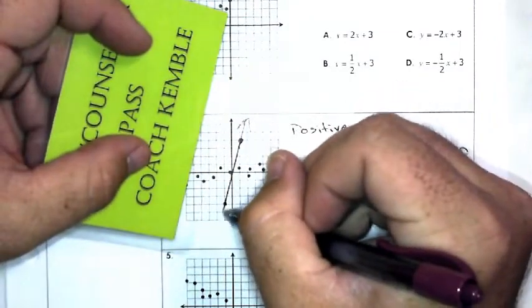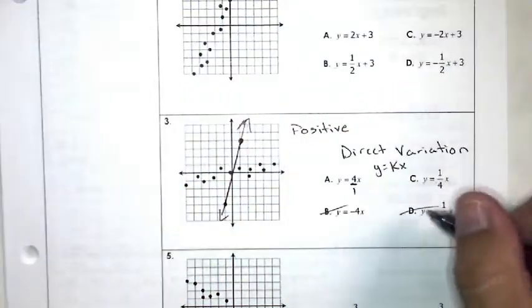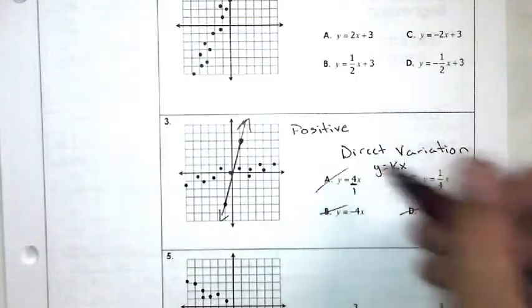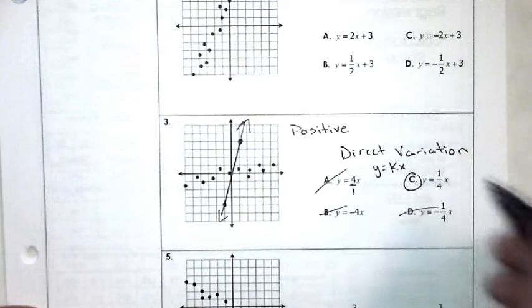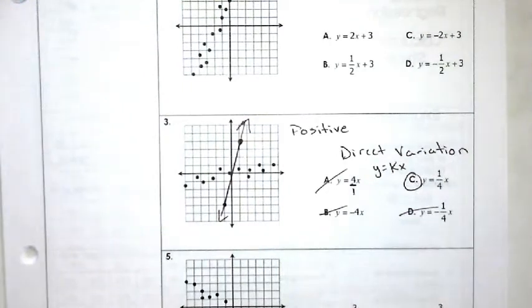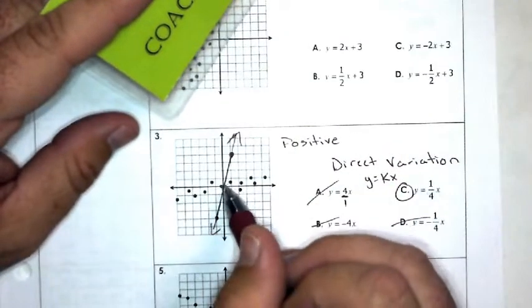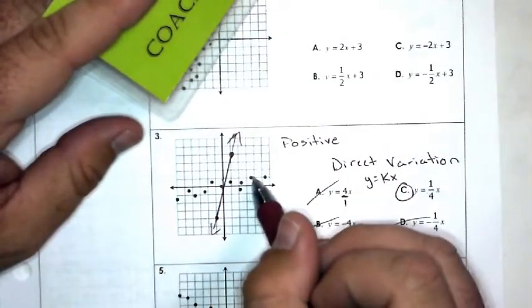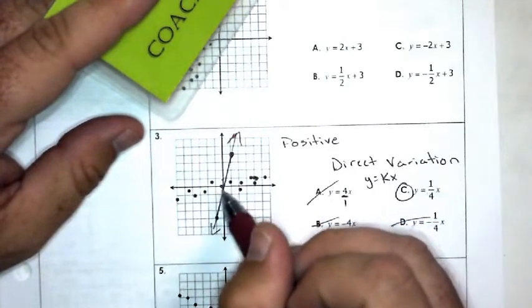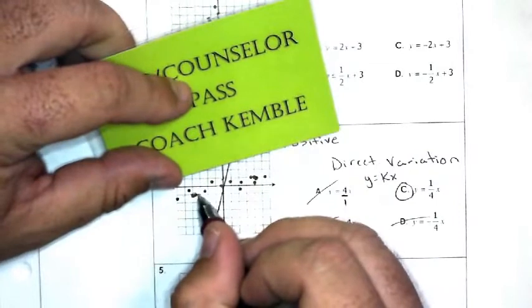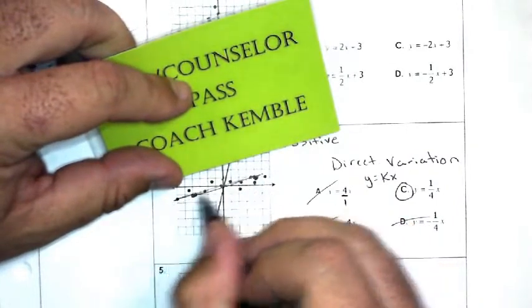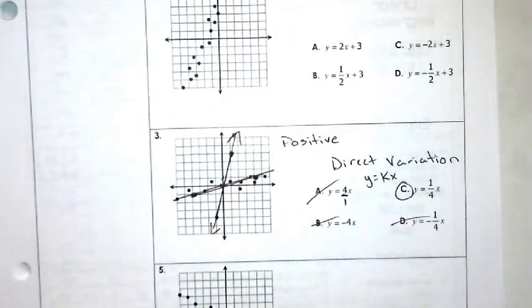Does that fit? No. Okay. Process of elimination tells me what's my answer. C. That's 1/4, not a half. Okay. Then I can double check my work. I can rise 1, run 4. Does that fit the graph better? Yes. So that is my answer.